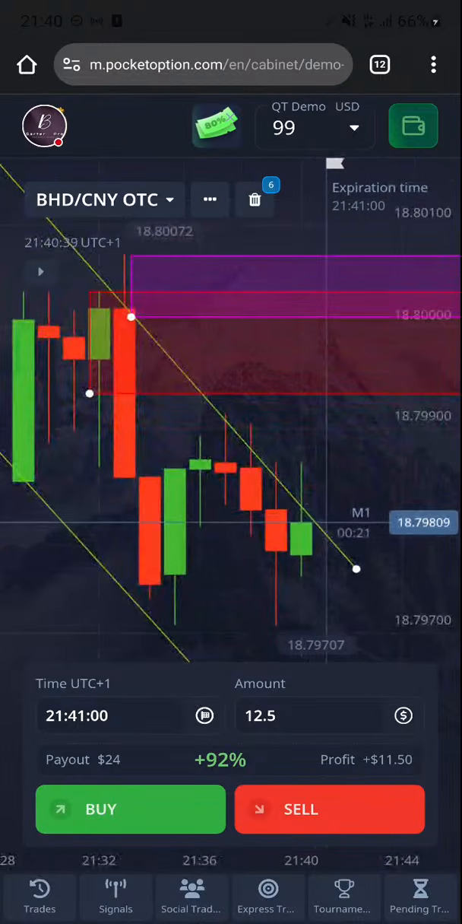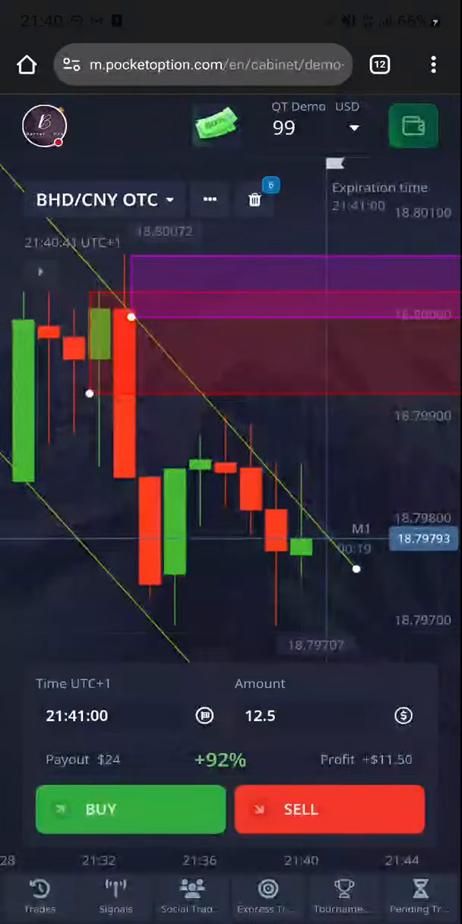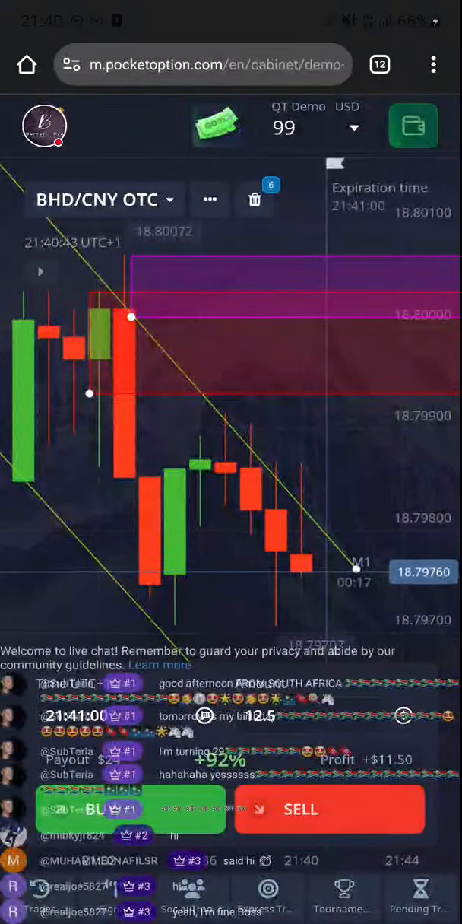You see, all this area is the seller's area, and that's why the sellers are. It's a seller's entry.